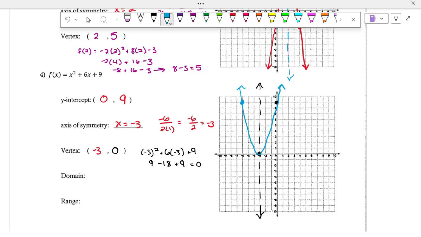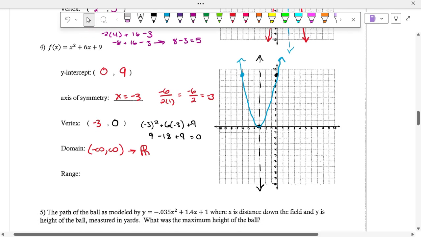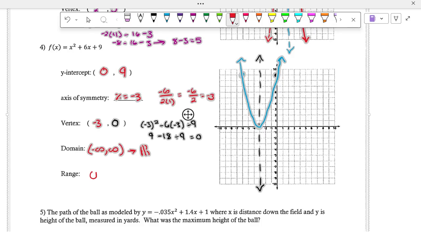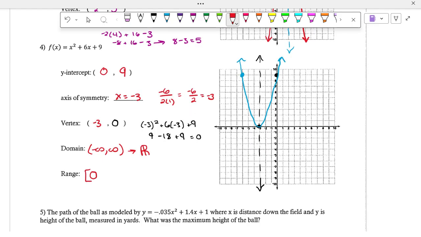Now, domain. What did I say is always the domain of a quadratic? All real numbers. So from negative infinity to positive infinity, or you could write it as the big R with a line through it. That's the shorthand for all real numbers. All right. Range. What would my lowest y value be? 0. So would I use a bracket with that or a parenthesis? Bracket. Where does it go to? Infinity. And you always use a parenthesis with that.